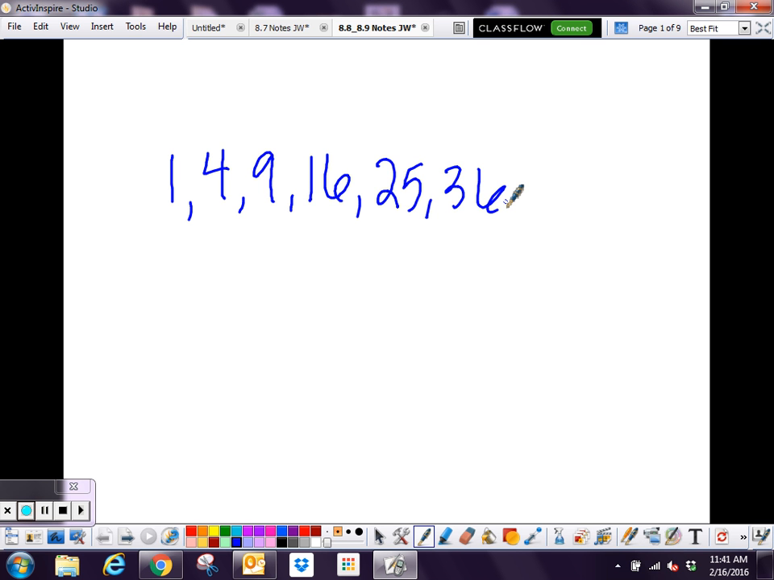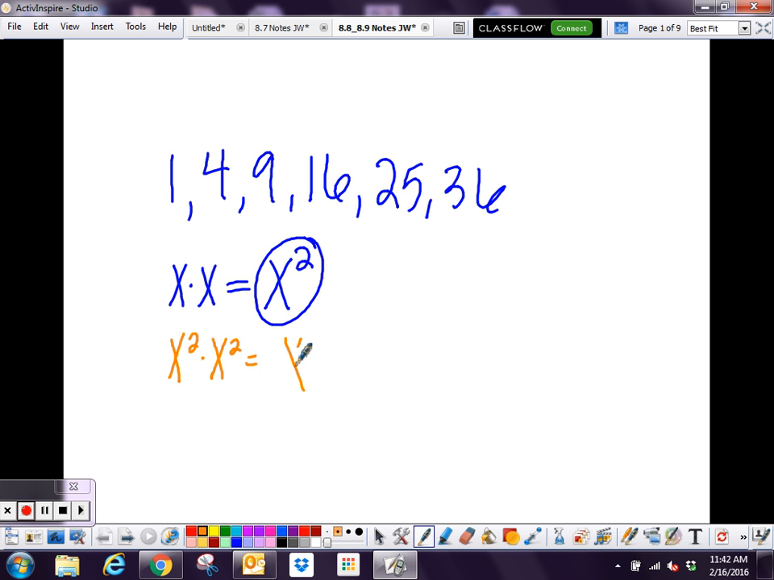Okay, but we're also going to be looking at perfect squares of variables. So let's think about this. What is x times x? X times x is x squared. That means x squared is a perfect square. All right, what is x squared times x squared? X to the 4th. That means x to the 4th is a perfect square.